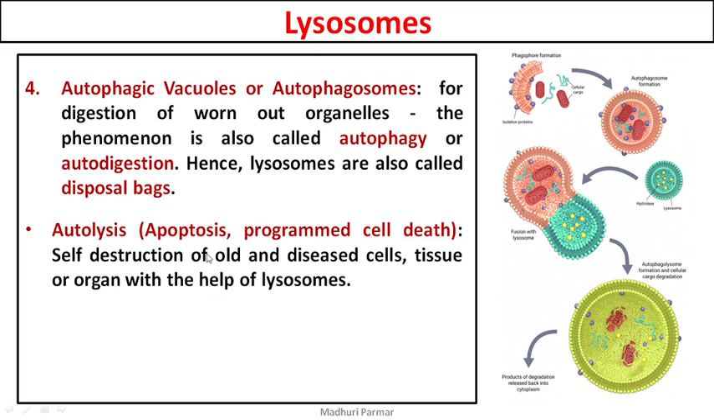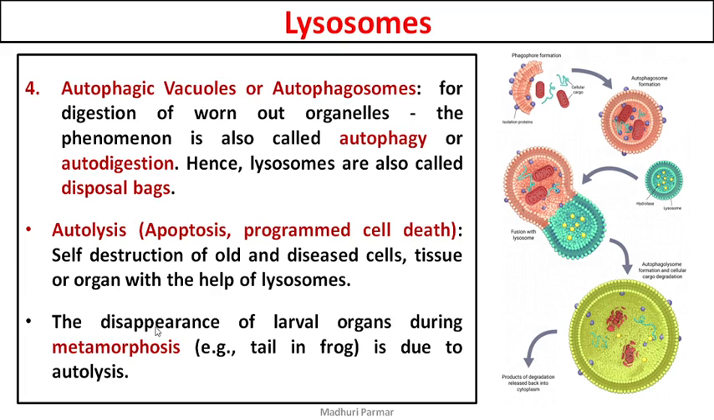It happens when there are old diseased cells. Either they are old or they have some sort of disease, cells, tissues, or organs. This is also used when there is sudden cell death in your neighborhood. If there have been a lot of cell deaths, to clear that cell debris away, you also require lysosomes. The disappearance of larval organs during metamorphosis is also due to autolysis. Not always is it destructive. Sometimes it is also constructive, like we will see in the next slide.